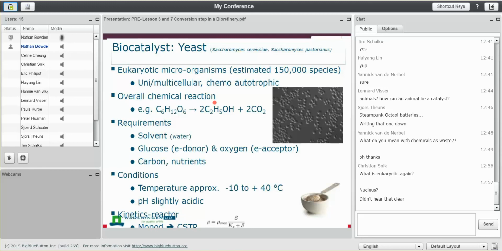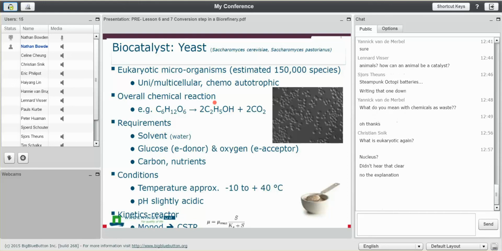So if you don't know what nucleus is, just Google. Yeah, nucleus is correct, Christian. But literally it means with seed. The eukaryote just means it has a nucleus. It doesn't have free-floating DNA. It has DNA in a nucleus, among other things.